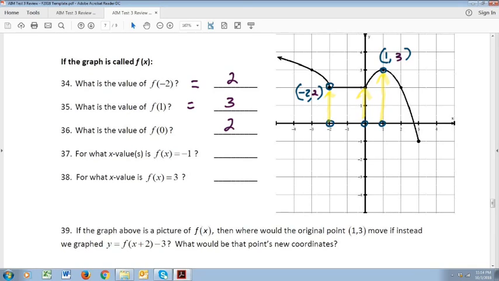So for number 37, notice now we're given the output, or the height of the graph. So what I want to do is look on this graph and see if I can find a point that's down 1.